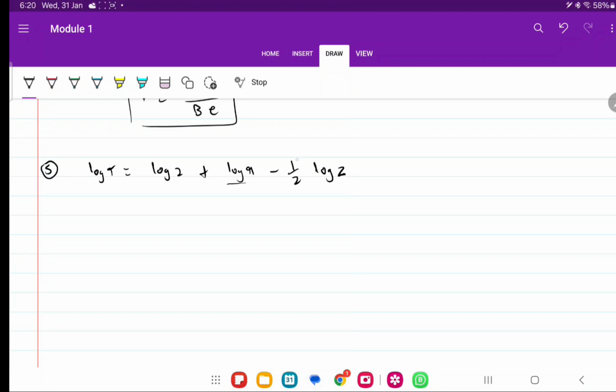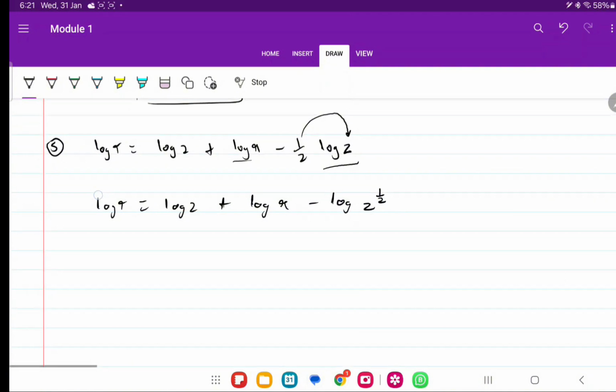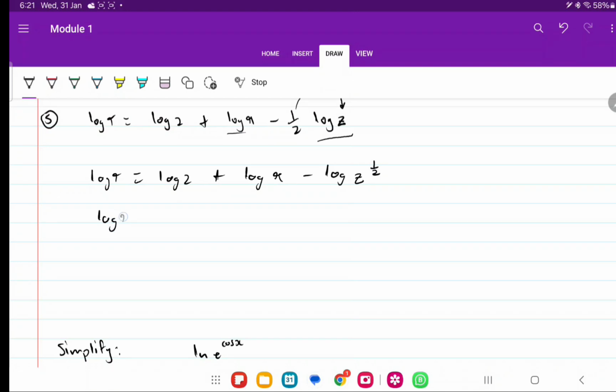First thing we're going to do is bring this half into the argument. And this is the log of z, by the way. Alright, so I'm going to have the log of t is equal to the log of 2 plus the log of pi minus the log of z raised to the power of a half. So now the log of t is going to be equal to, use the product law here, the log of 2 times pi minus the log of z to the power of half.